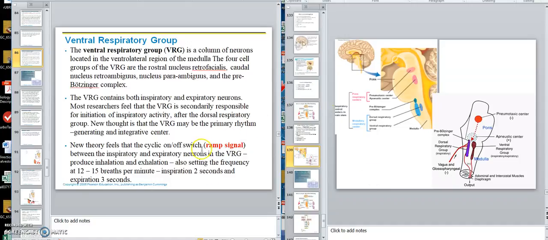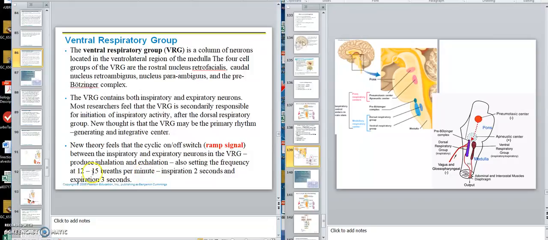That is what we're going to call a ramp signal. We think now it comes from the VRG and sends signals from the VRG into the somatic motor neurons. Okay. Now, let's think about that.